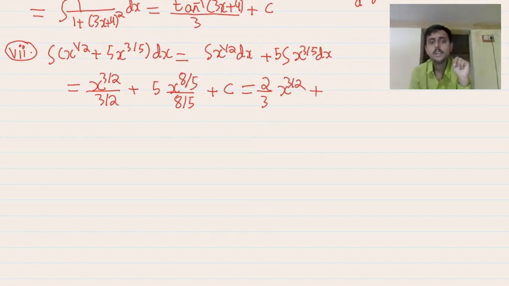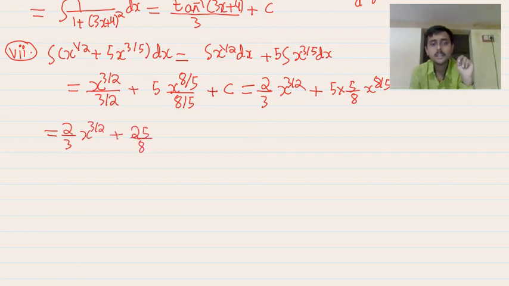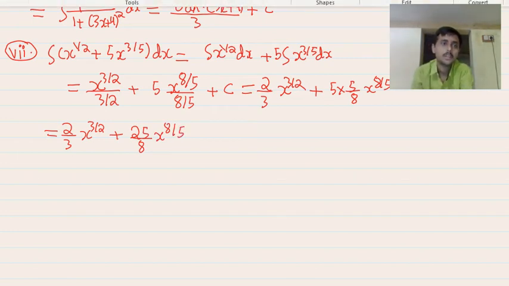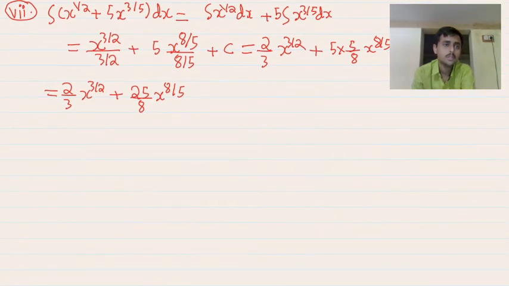Similarly, we will write 5 into 5 by 8 x to the power 8 by 5. We had 8 by 5 in the denominator, so we multiply it by 5 by 8. So this becomes 2 by 3 x to the power 3 by 2 plus 25 by 8 x to the power 8 by 5. This was the 7th question of the day. Let's proceed to the next question.